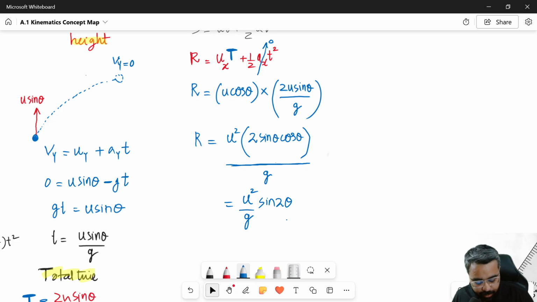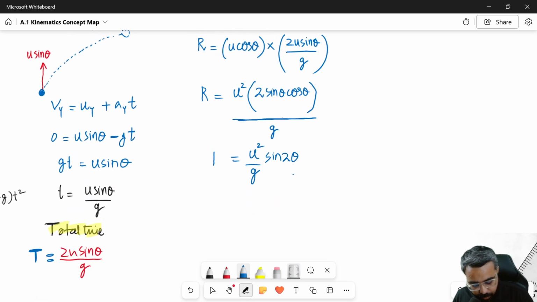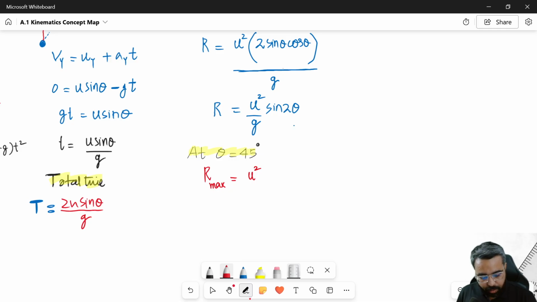From this we get a very important piece of information: if any projectile is thrown at an angle of 45 degrees, it will fall at the maximum horizontal distance. All right, this is a very important point. So it will be simply U squared over g, because sine 2 into 45 is sine 90, and sine 90 is 1.